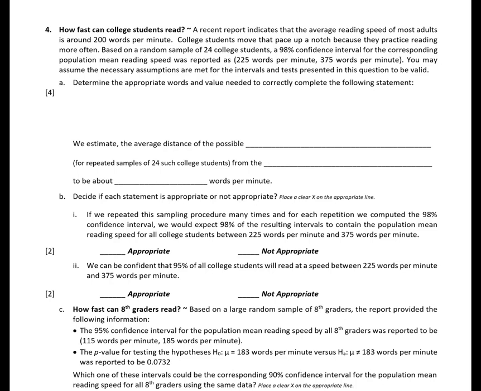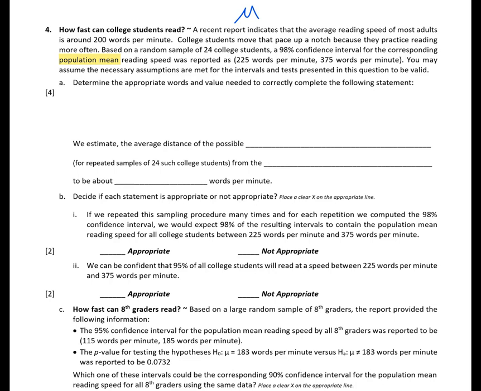So, when we look through this problem, we know that we're dealing with a confidence interval for one population mean. So our parameter of interest is mu. And here we have our specific population of interest, working with college students. It gives us that 98% interval from 225 to 375. So let's jump into the first question.